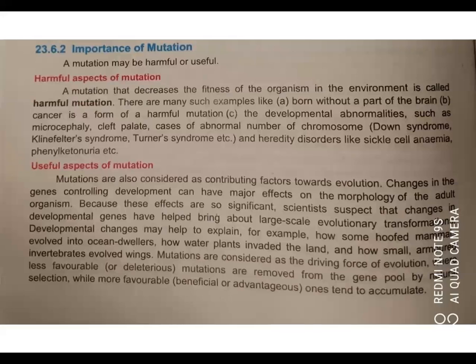Importance, it may be useful or harmful. Harmful is that it might decrease the fitness or survival level of a species in the environment. Like there are many examples like being born without part of a brain. A cancer is also a form of a mutation. The developmental abnormalities such as microcephaly, cleft palate, cases of abnormal number of chromosomes like Down syndrome, Klinefelter syndrome, and Turner syndrome, which we will talk about later, and hereditary disorders like sickle cell anemia and phenylketonuria.